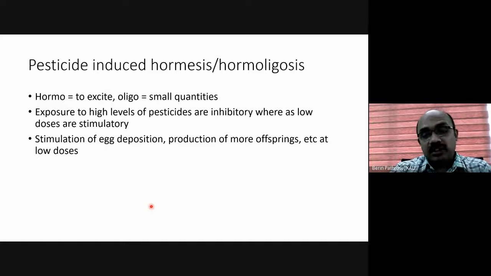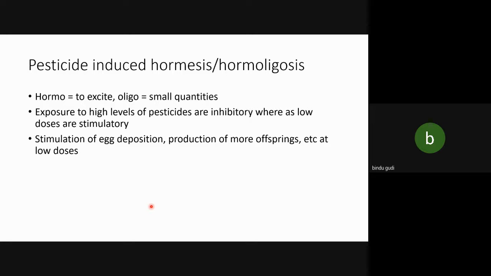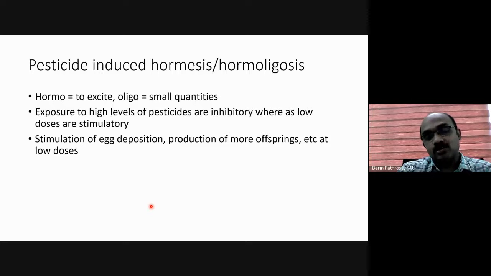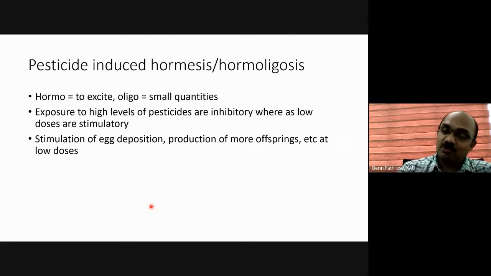Then I will go into the next term, hormoligosis or pesticide-induced hormesis. Have you heard about this term? Yes, sir. Then what is it? It affects the reproduction in insects. Yes. But in hormoligosis, the term means hormo means to excite. Oligo means in small quantities.